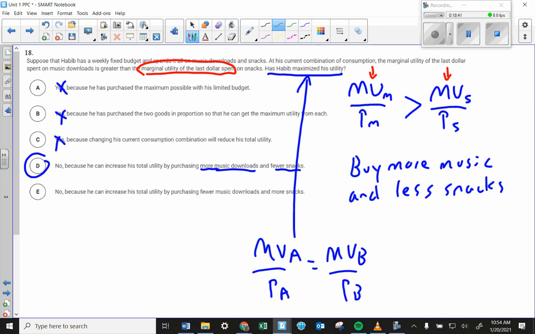The question I get asked about this is, what does it mean when it says he has maximized his utility? That means he's satisfied the utility maximization rule, which is the marginal utility of A over the price of A equals the marginal utility of B over the price of B, and that makes D correct. A, B, and C are all wrong because they all say yes, he's maximized it, and E is wrong because it's the opposite. You want to buy more music and less snacks.